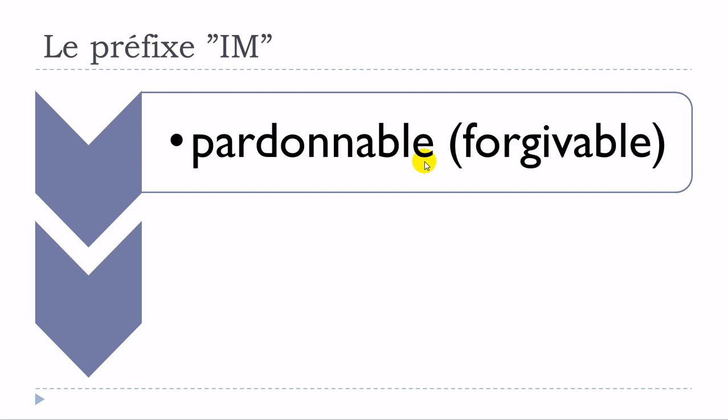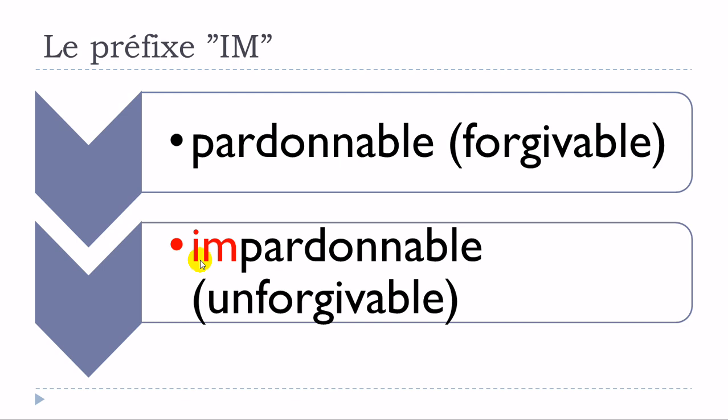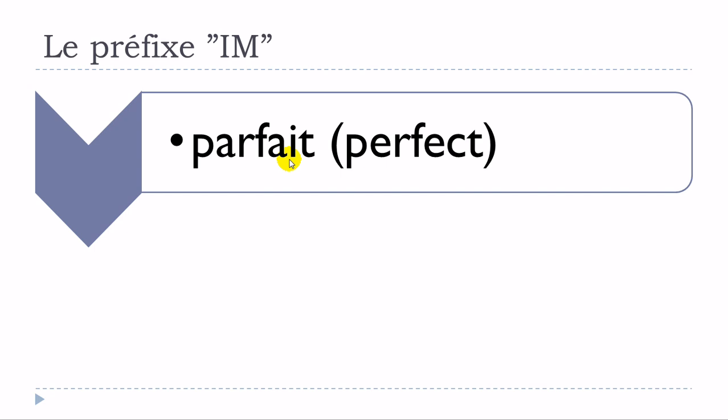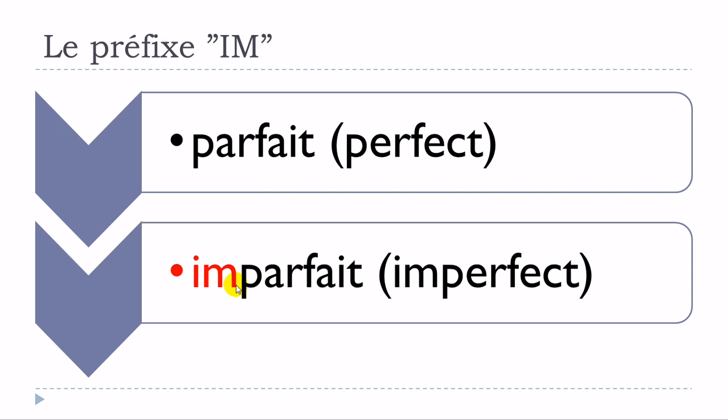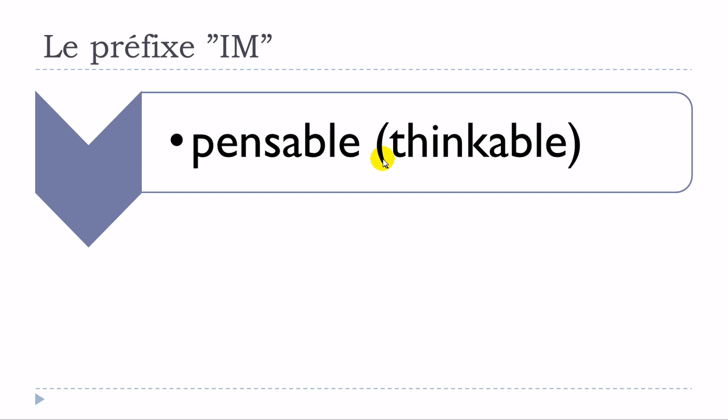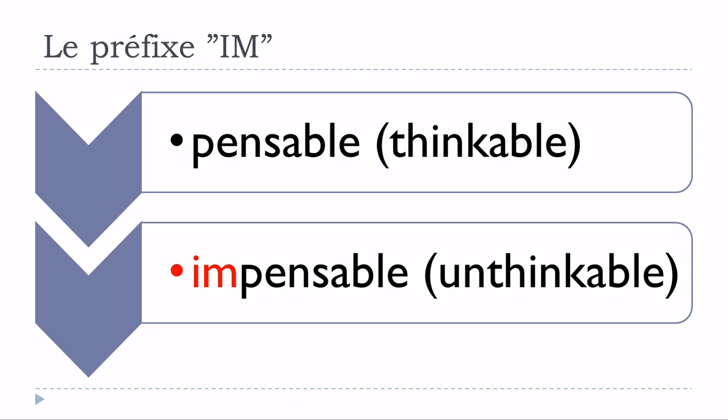Pardonnable. Same rule, same way of working. IM in front. Impardonnable. Parfait. Exactly the same. Imparfait. Pensable. And then it goes all the time the same way. Impensable.